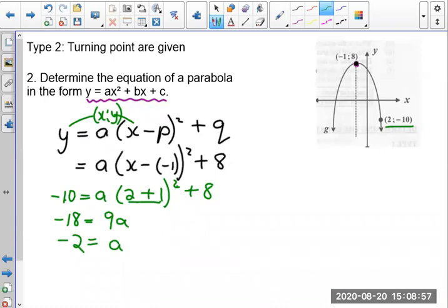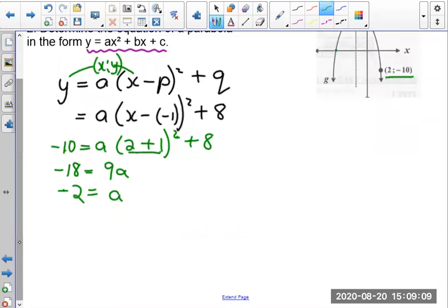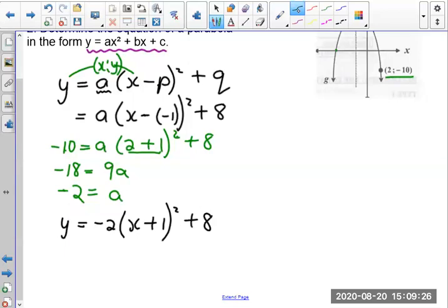Now check your sketch. A negative a gives you a sad parabola. Is that what you have? Yes. So now you think that you're correct. Now you substitute back. So y equals the a you substitute with minus 2x, and the p you substitute with minus minus is a plus 1 squared, and the q is plus 8.